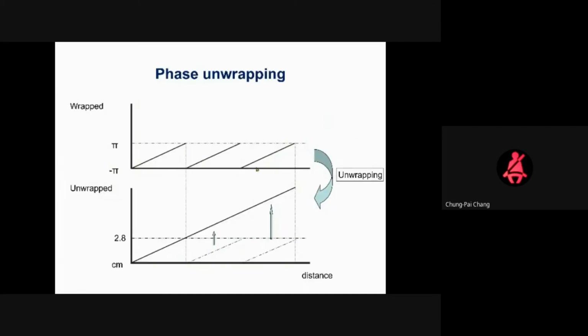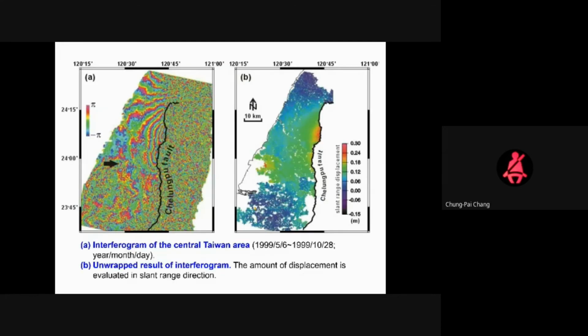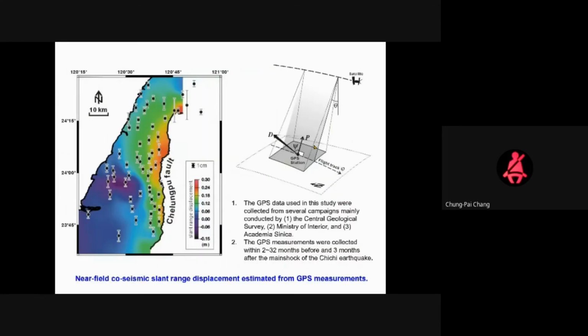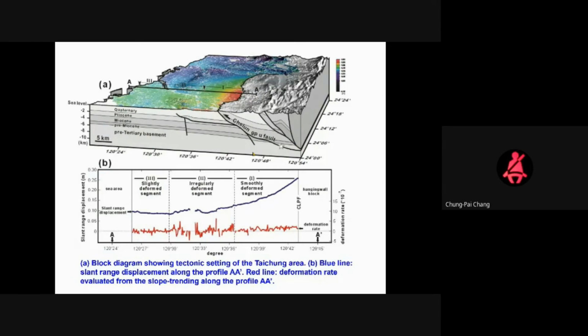This calculation is based on a technique we call phase unwrapping. It's one fringe, two fringes, three fringes, and then we take them all together to generate this result. And we can compare with the GPS data. It's quite consistent, and then we can see the deformation pattern of the lower part at the footwall side.